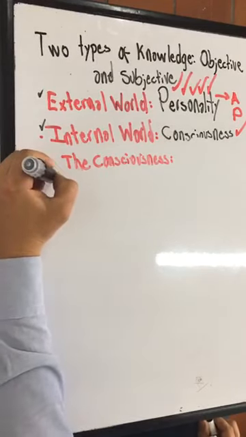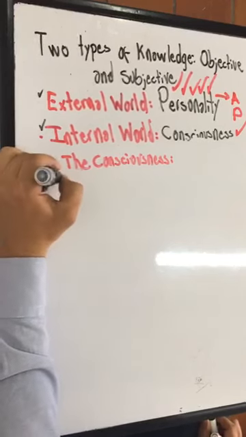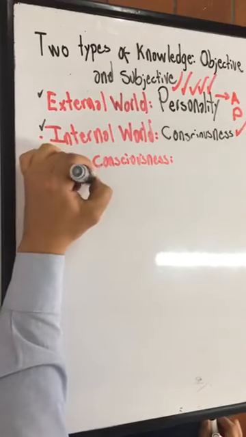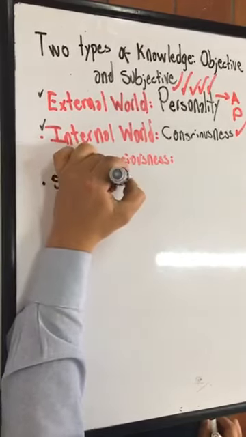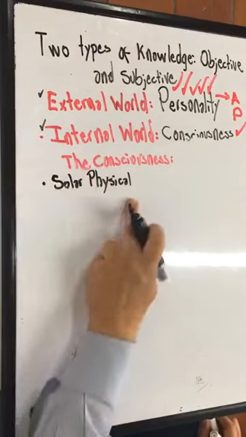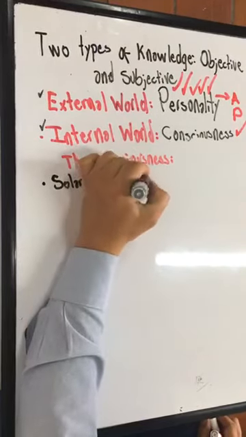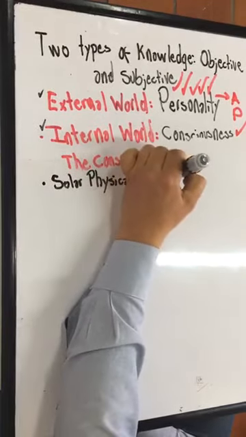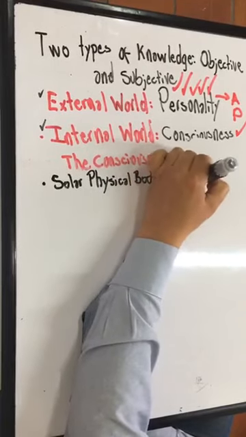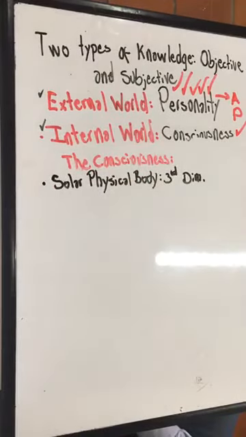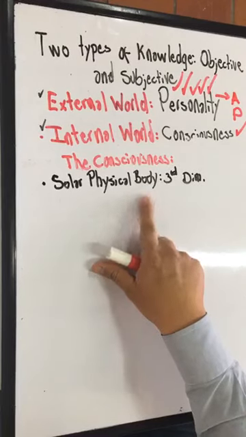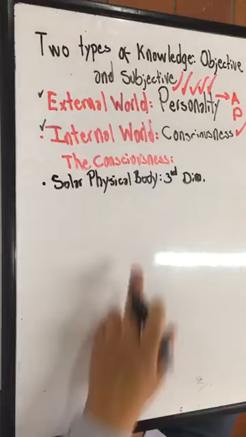Solar physical body, the consciousness of the solar physical body. When we regenerate our solar physical body, we'll know objectively the 3rd dimension of the universe. Actually, currently, we do have the physical body, but in a state of degeneration.